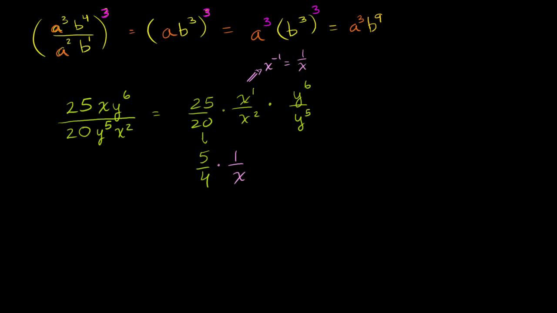And then finally, y to the sixth over y to the fifth. That right there is y to the 6 minus 5 power, which is just y to the first power, or just y. So times y. So if you want to write it all out as just one combined rational expression, you have 5 times 1 times y, which would be 5y. All of that over 4 times x. Right? This is y over 1. So 4 times x times 1. All of that over 4x. And we have successfully simplified it.